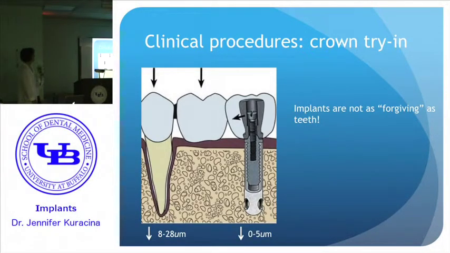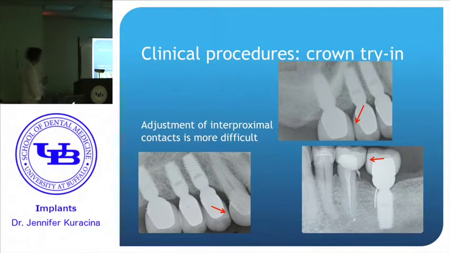Now, this is a slide I used in one of the lectures trying to demonstrate the difference between restoring crowns on teeth versus implants, and knowing that implants are not as forgiving as teeth are as we're trying things in, because they give much less. It's much harder, as you know, to adjust interproximal contacts. We often have very long, broad contact areas, and especially where you have multiple adjacent rigid implants, it's very easy to go from having way too much contact to none.